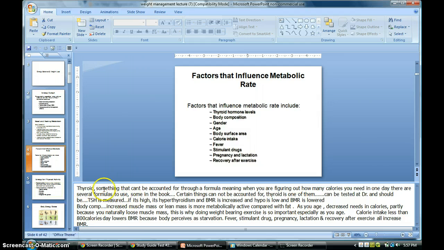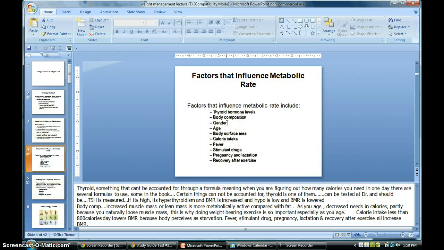And it talks about it down here, but these can either increase or decrease. So thyroid can either decrease or increase. If it's hyperthyroid, your metabolic rate is going to be fast. If it's hypothyroid, your metabolic rate is going to be slow. Body composition is really if a person has a lot of lean muscle mass compared to fat and adipose tissue; muscle mass is going to burn calories faster than fat tissue.